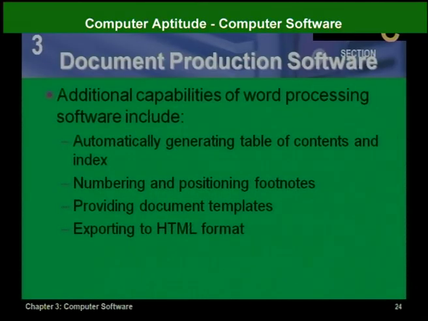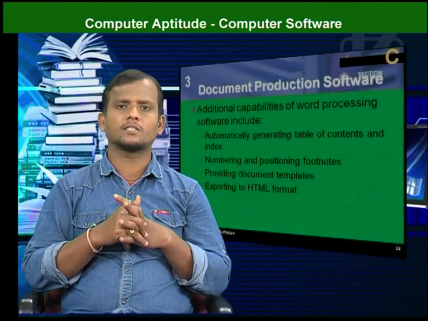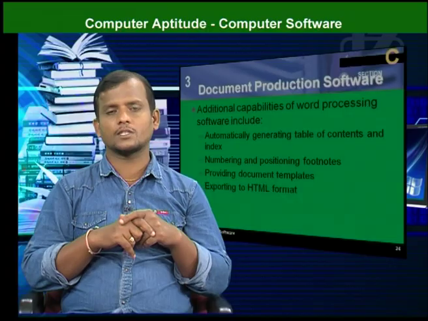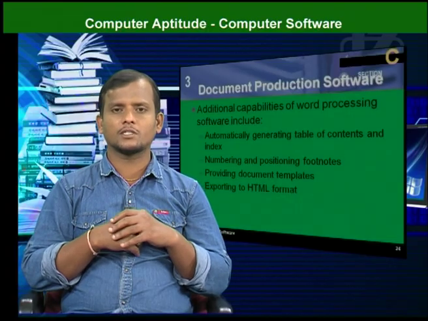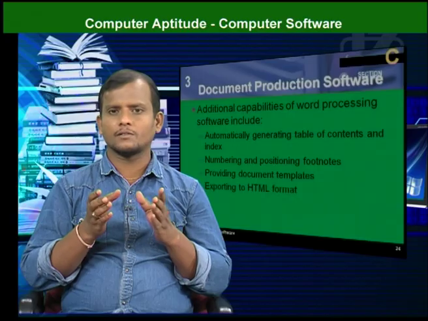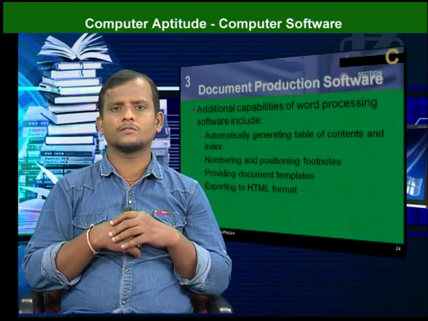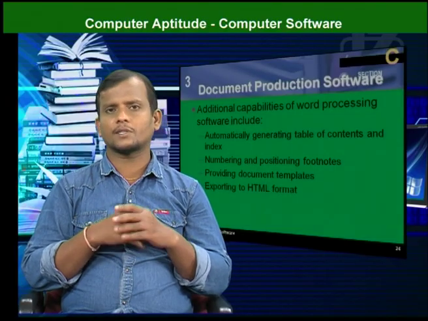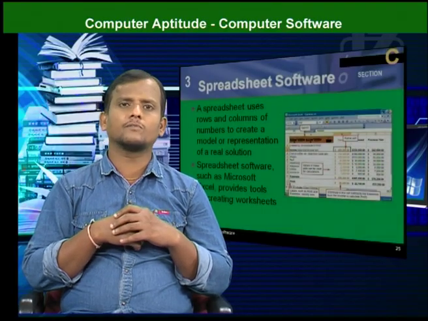One more thing: automatically generate a table of contents, index, numbering, positioning, footnotes, providing document templates, exporting to HTML formats. So these are a few features of document production software. Here we are talking about what word processing software includes. These are a few features with respect to the Word document. This is one of the application software.